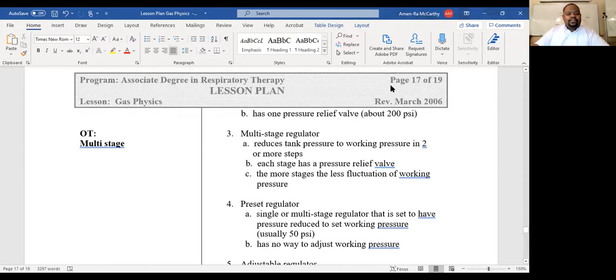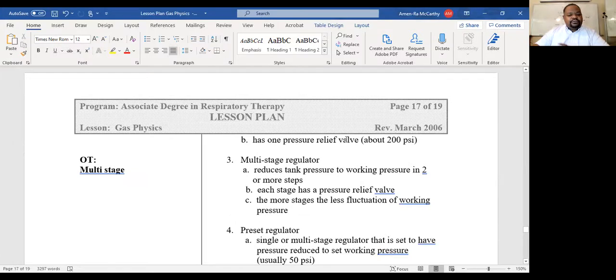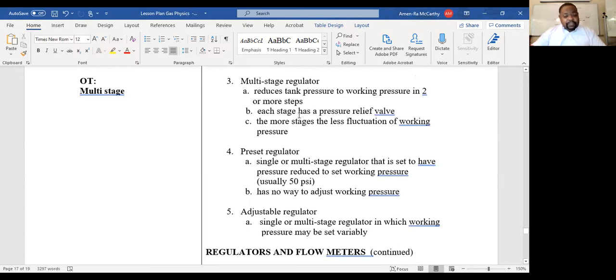All right. Now let's look at the multi. That was the single stage. One step brings it to 50 and has one pressure relief valve set at about 200 PSI. So it comes from about 200 PSI down to 50. Okay? Number three, multi-stage regulator.